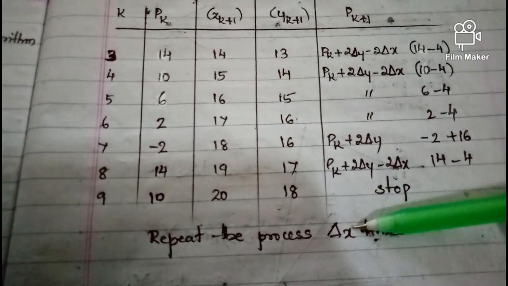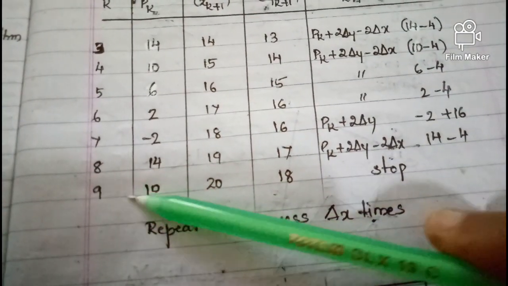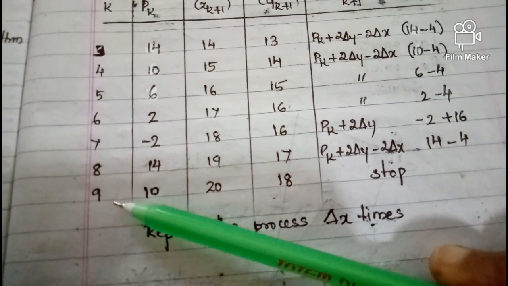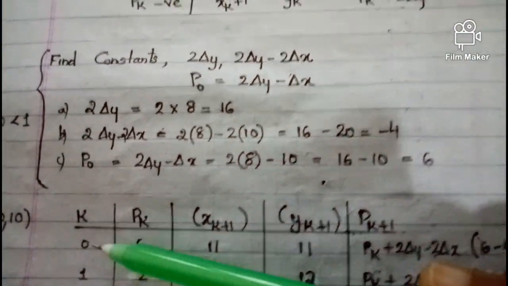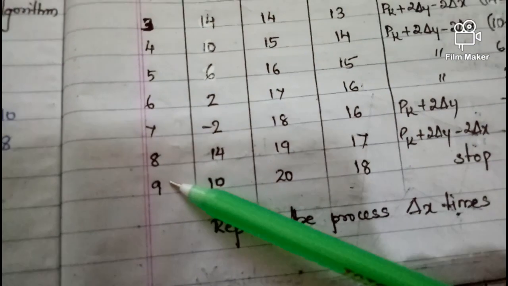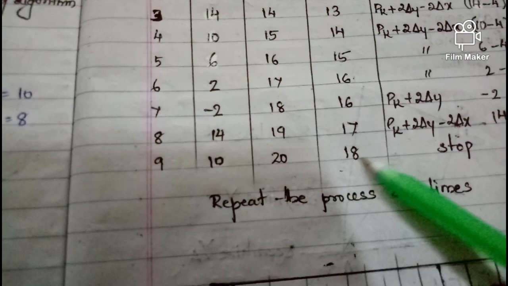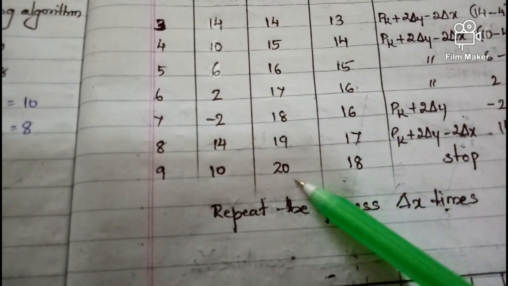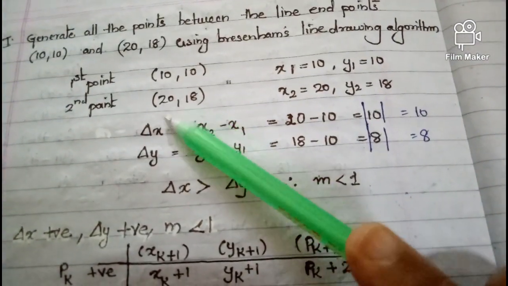Continue this process how many times? Delta x times. What is the value of delta x? Delta x was 10. So this is the last iteration. This is 9. I asked you to repeat 10 times. Why did I stop here? Because the starting iteration number was 0. From 0 to 9 means we have already finished 10 iterations. So when we cross the 10th iteration, we will automatically reach the last point. That means x will become 20 and y will become 18, and this 18 is our final point.